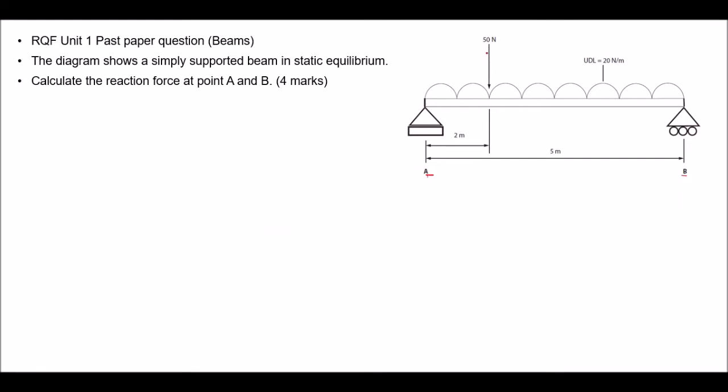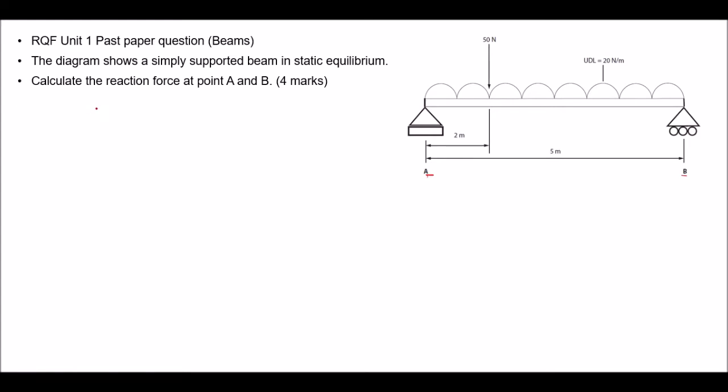Now we know from our sessions that we've got forces coming down in a vertical direction here, which is the force of 50 and this UDL force. What that means is the force at A and the force at B must equal these ones that are coming down on top. Otherwise this beam is going to move, which is not good. So we're going to work out how big this force is at A and how big this force is at B using our principle of moments.